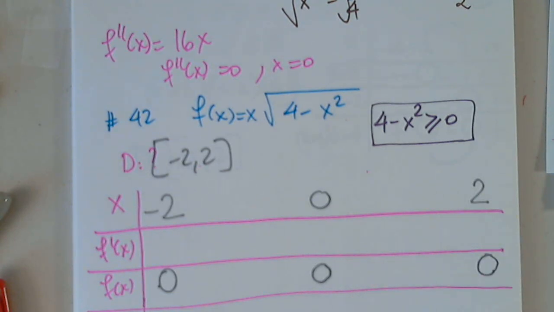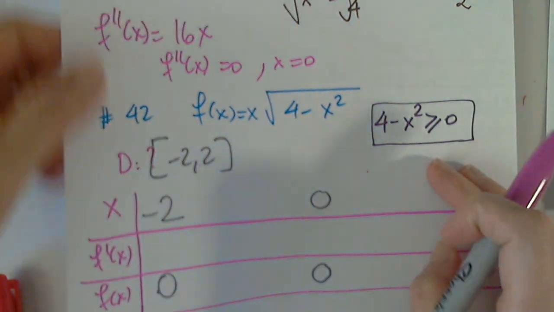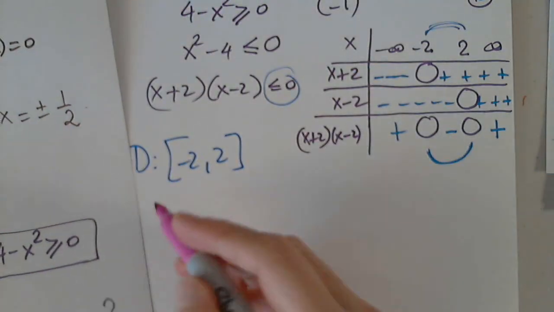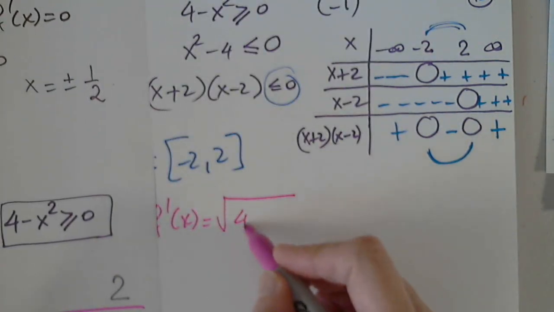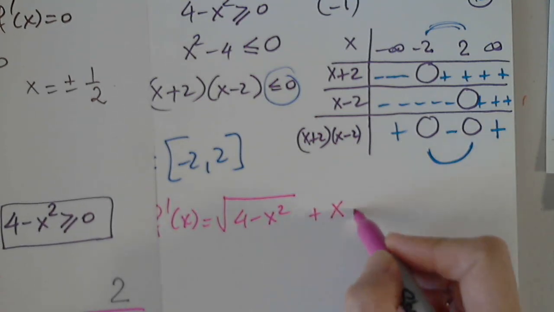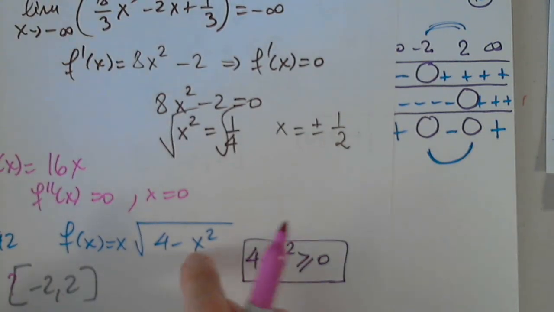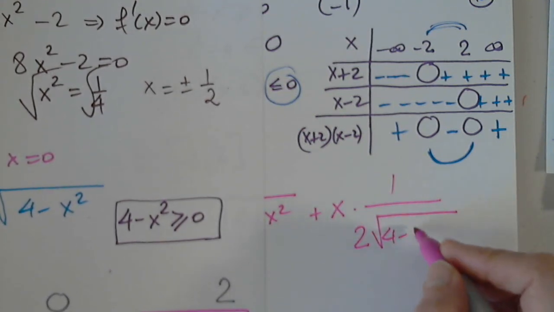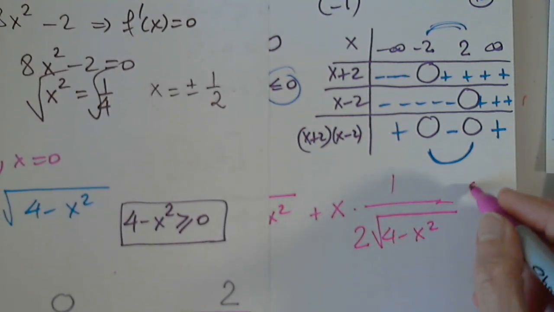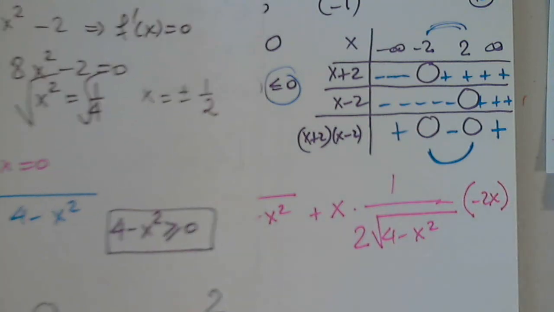And now we're ready to look at the first derivative, which is a mess because it's a product. And I have to be careful with that. So the first derivative, first function prime, is 1 times the square root plus the first function times the square root prime, which is 1 over 2 the square root of 4 minus x squared, and multiply by negative 2x.